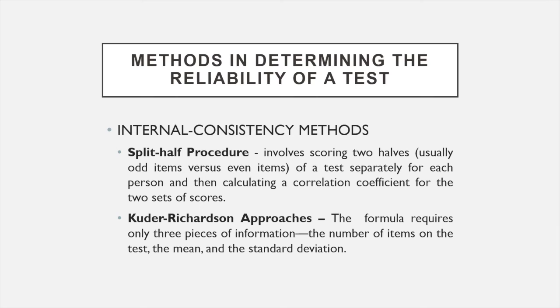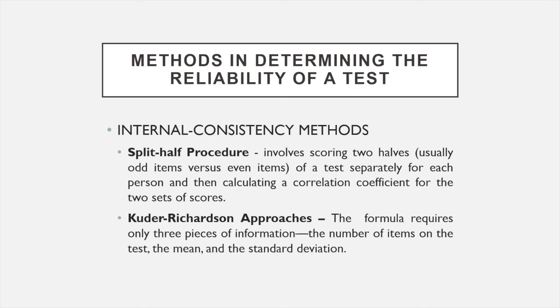Perhaps the most frequently employed method for determining internal consistency is the Kuder-Richardson approach. The formula requires only three pieces of information: the number of items of the test, the mean, and the standard deviation. Please take note, however, that the formula can only be used if it can be assumed that the items are of equal difficulty.